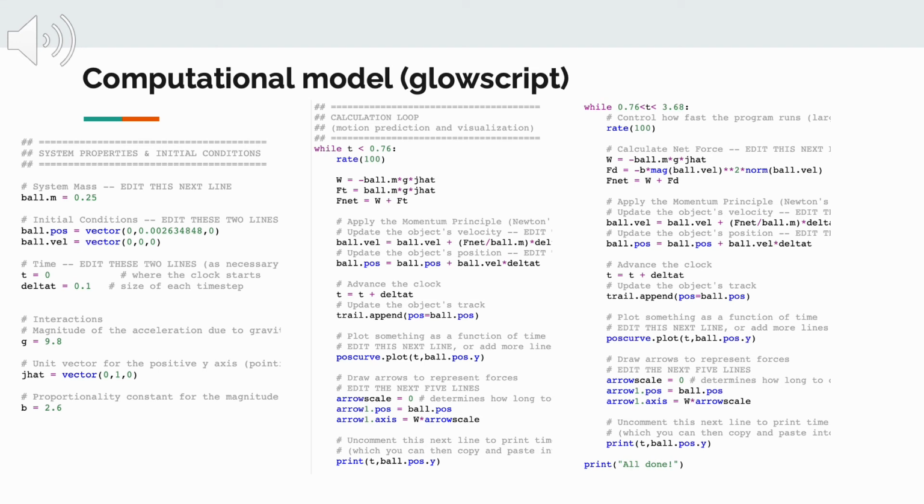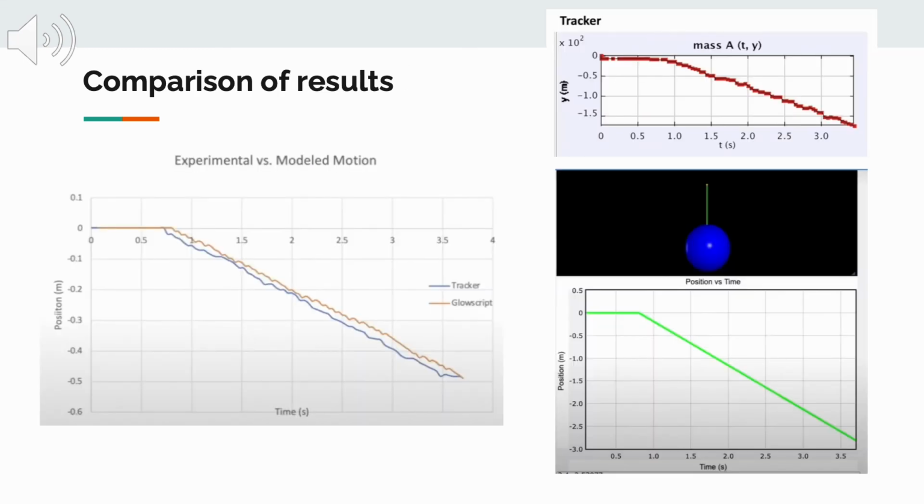Velocity update and position update formulas, according to Newton's second law, were then used to map the motion of the slinky. I'll now be comparing the results of the experimental model and the computational model.